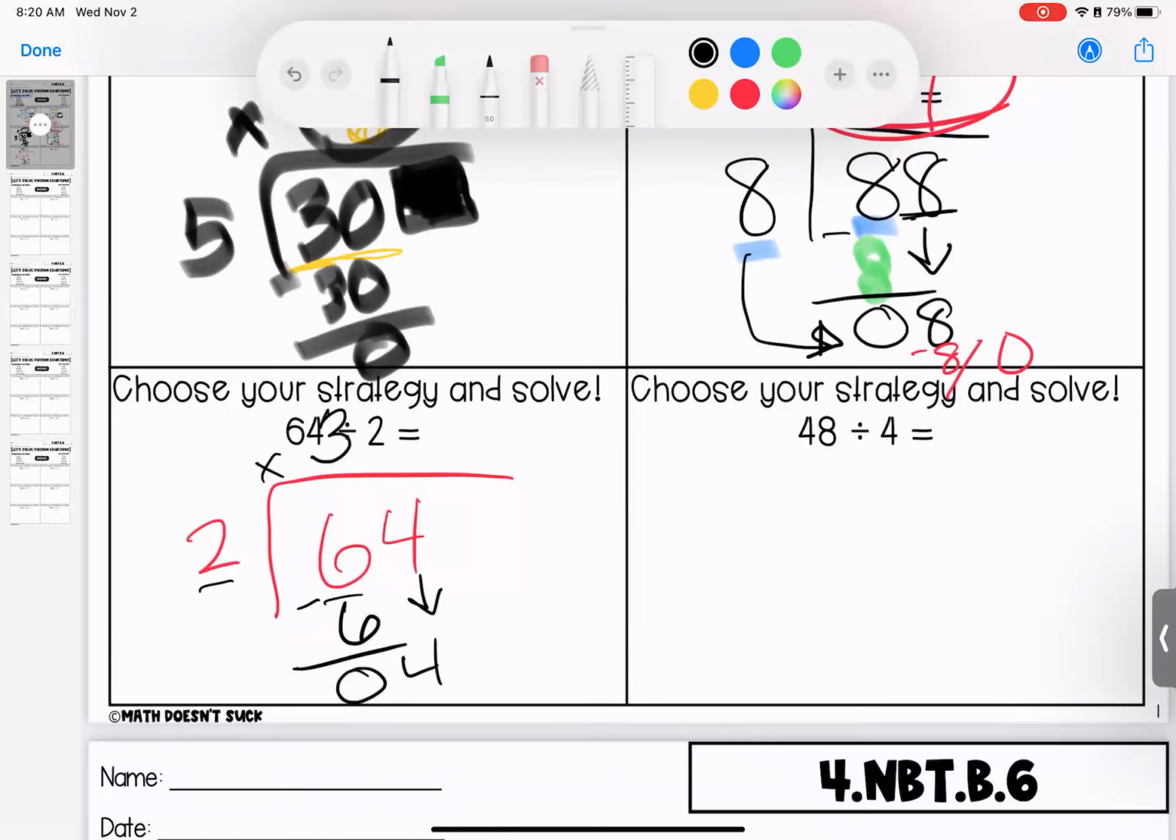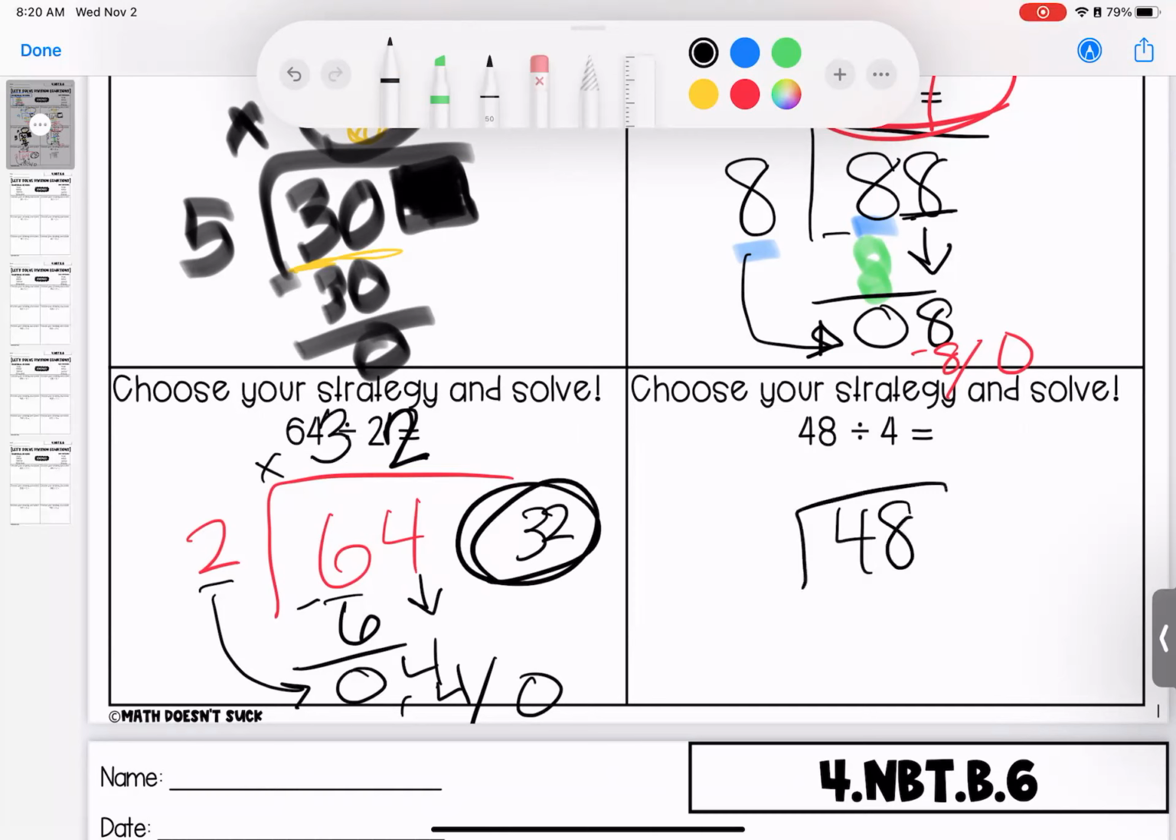Does 2 divide into 4, right? We're looking at our leftovers. Yes, it does. How many times? 2 times. Because 2 times 2 is 4. And 4 take away 4 is 0. Our answer for this one, in case you can't see, 32. 32. Let's keep moving and grooving.